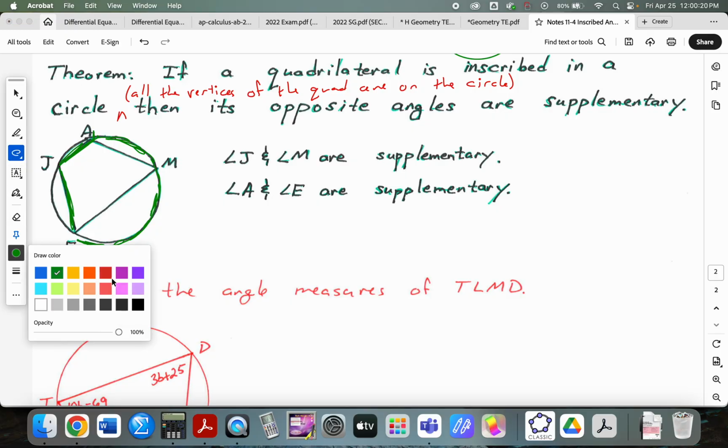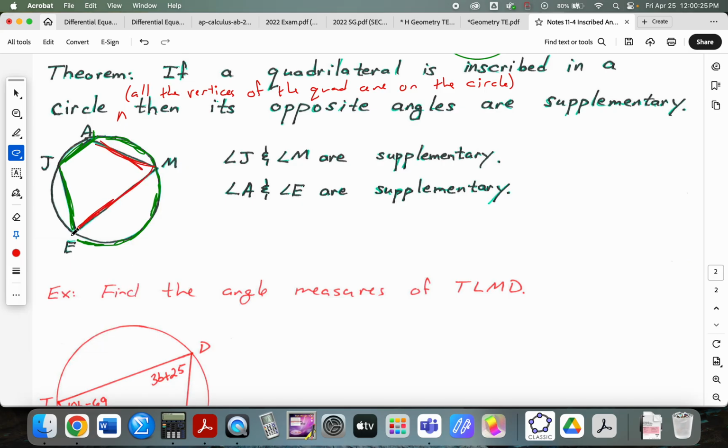And then if I start with angle M, which is over here, it hits the circle at E and A, so it's going to be all of this. Well, what does this green arc and this red arc add up to? Try again. 360. And the angles are each half of their arc. So what do the two angles have to add up to? If the two arcs add up to 360, and each angle is half of the arc, 180. That's why these two angles are supplementary.